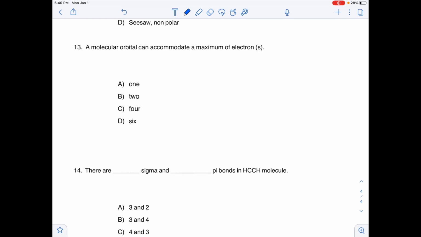For 13, it says a molecular orbital can accommodate a maximum of blank electrons. So the correct answer for this is going to be 2.